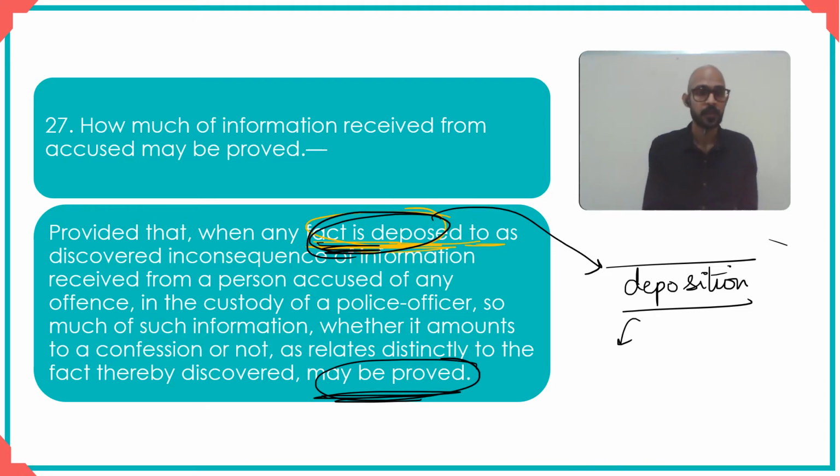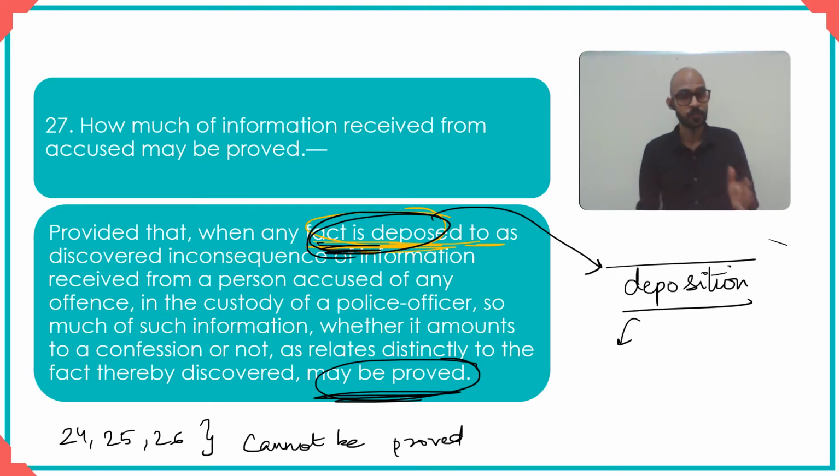Let me tell you why. What did we see in sections 24, 25 and 26? These three sections told you that some things cannot be proved, right? Section 24 said that when there's a threat or inducement, you cannot prove it. Section 25, a confession to a police officer cannot be proved. Section 26, a confession in the custody of a police officer cannot be proved. Now what is section 27 doing?